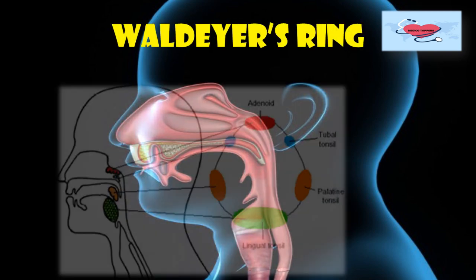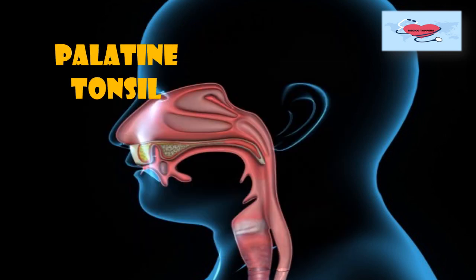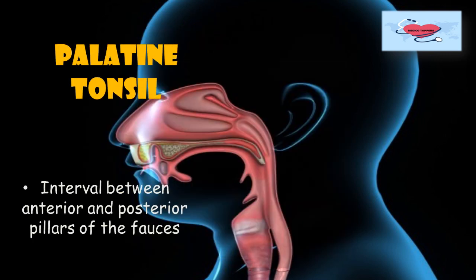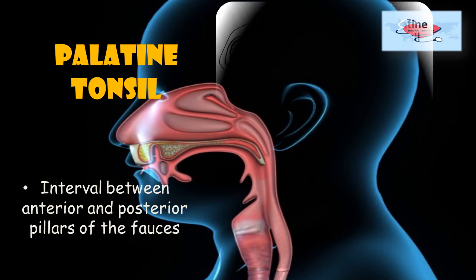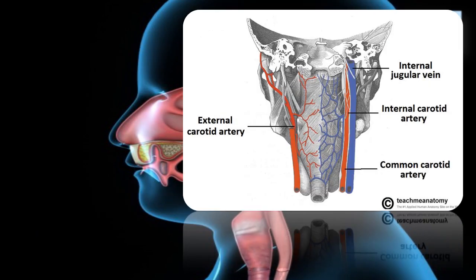Next, regarding Waldeyer's ring. This ring exists between the upper respiratory tract and the upper digestive tract. This is how Waldeyer's ring looks, and the tonsils involved are the adenoid, tubal tonsil, palatine tonsil and lingual tonsils. You can see the palatine tonsil here, lying between the anterior and the posterior pillars of the fauces. The above one is the palatine tonsil and the below one is the lingual tonsil. It is related to the tongue, so it is the lingual tonsil.